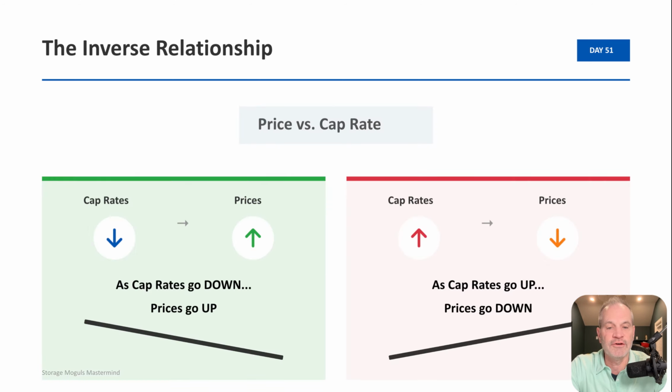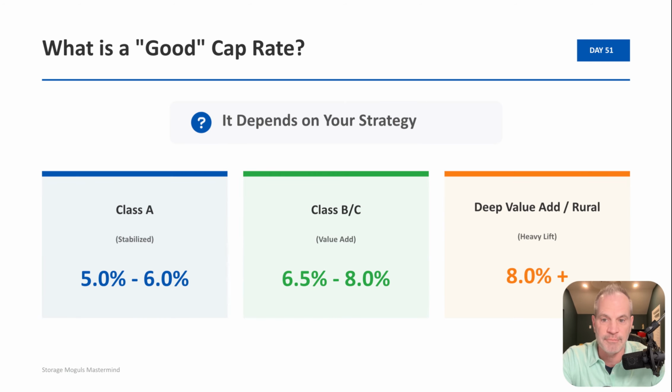Understanding the inverse relationship between cap rates and property prices. When cap rates go down, property prices go up, and vice versa. This means that in a competitive market, you'll see lower cap rates because buyers are willing to pay more. And conversely, when cap rates rise, it probably signals that prices are falling. This dynamic is critical for understanding market trends and valuations. So with this in mind, the next question is, what constitutes a good cap rate?